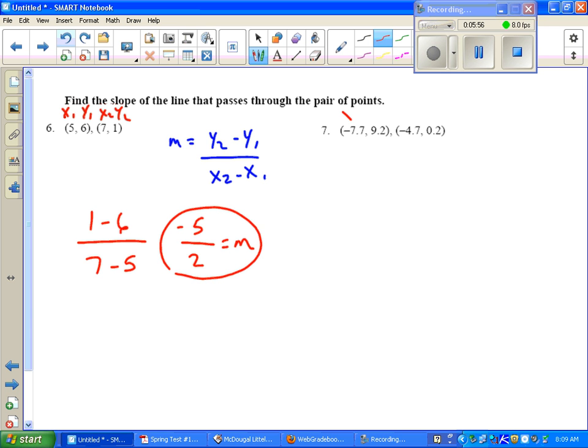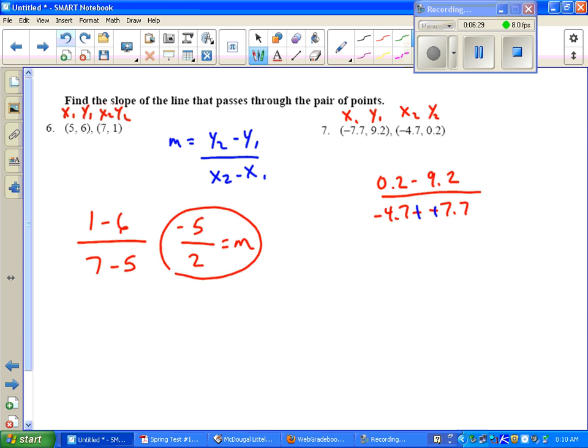Again, label your points. X sub 1, y sub 1 is negative 7.7 and 9.2, and negative 4.7, 0.2 will be x sub 2, y sub 2. Plug your values in. Y sub 2 minus y sub 1, 0.2 minus 9.2, over x sub 2 minus x sub 1, negative 4.7 minus a negative 7.7. Any time you have minus a negative, that tells you to add that.